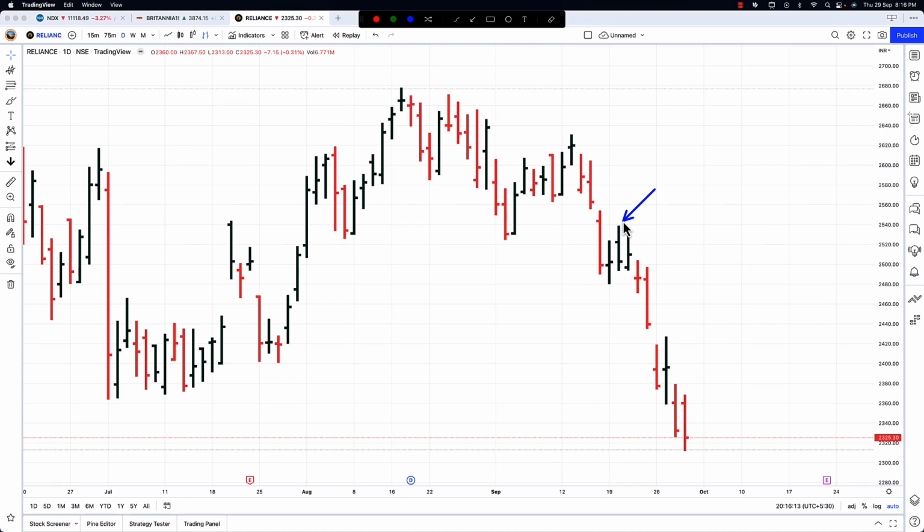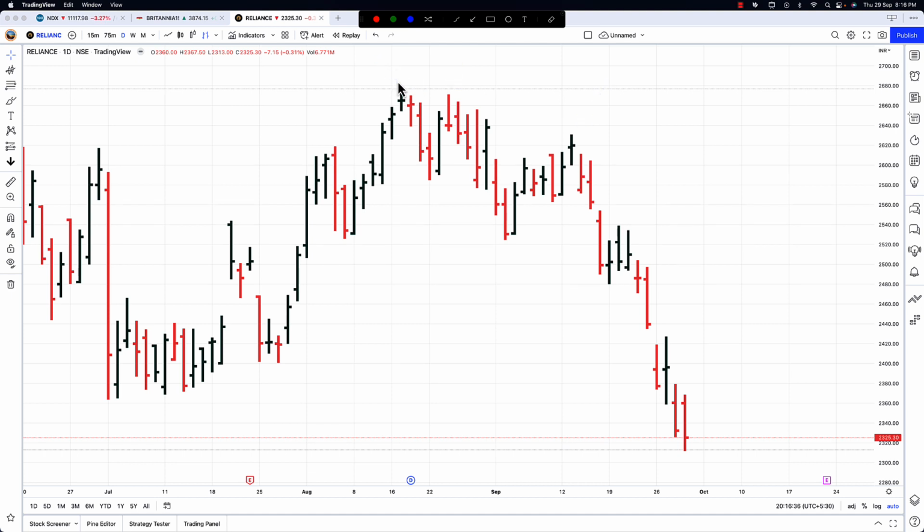It is not a fractal high, so I will not consider this point for the purpose of drawing any kind of tools like a retracement or a trend line or an anchored VWAP. Anything that requires you to anchor your tool to a high point or a low point, I will not consider this. I will consider this one. I may consider this one. I may also consider this one.